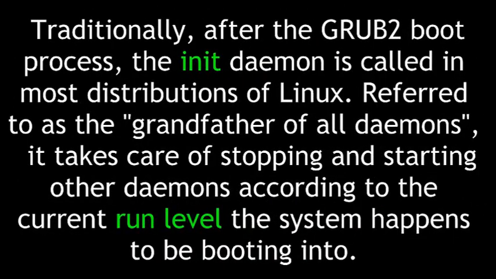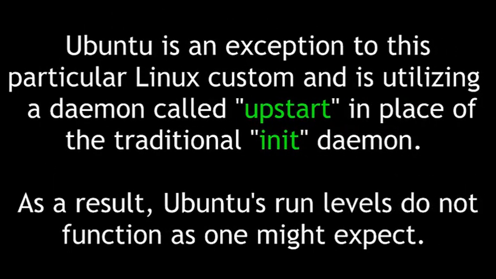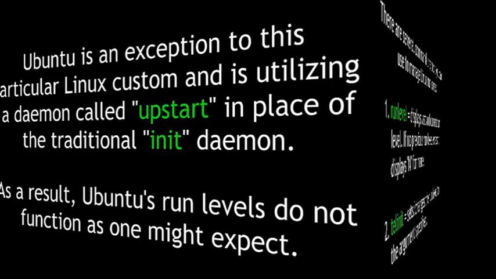Traditionally, after the grub2 boot process, the init daemon is called in most distributions of Linux. Referred to as the grandfather of all daemons, it takes care of stopping and starting other daemons according to the current run level the system happens to be booting into. Ubuntu is an exception to this particular Linux custom, and is utilizing a daemon called upstart in place of the traditional init daemon. As a result, Ubuntu's run levels do not function as one might expect.